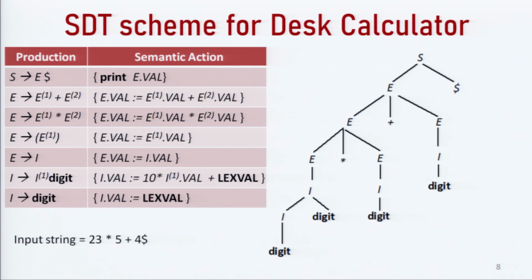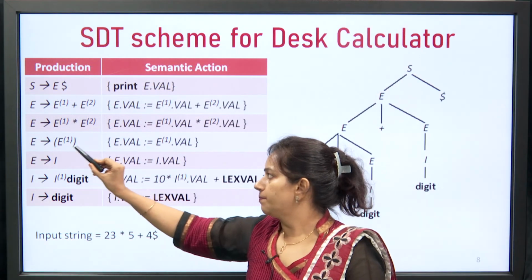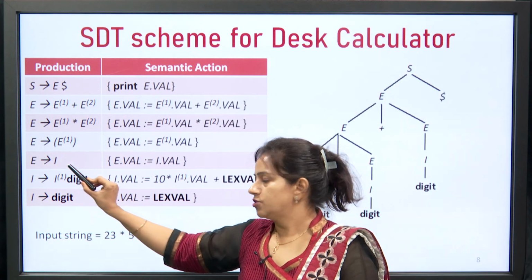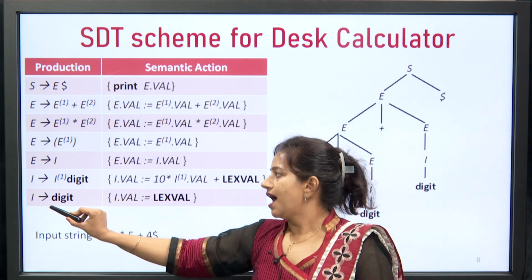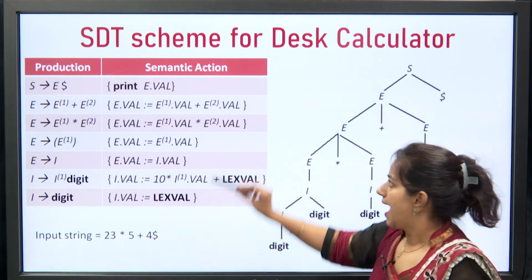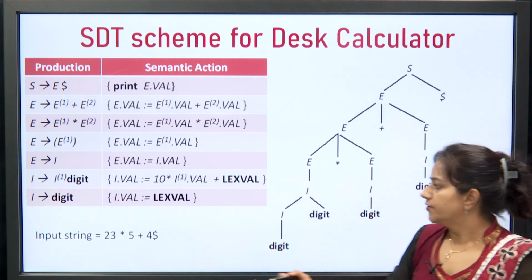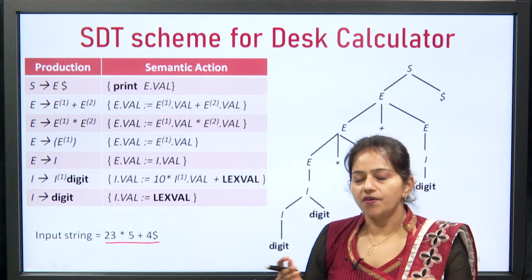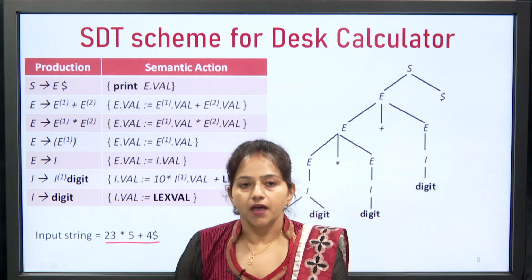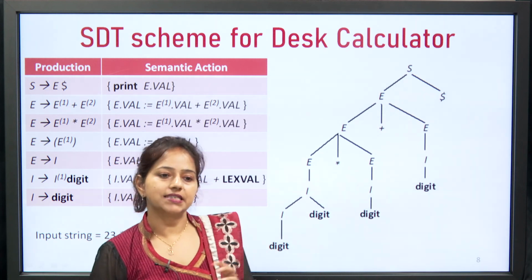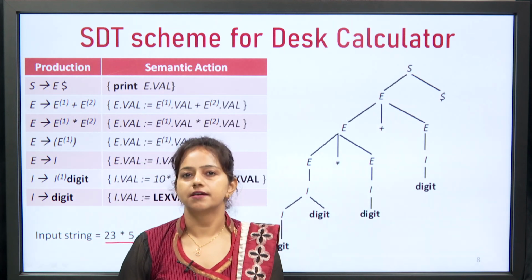Now, here we have the possible set of productions along with their semantic actions. So, productions like S to E dollar, then E to E plus E, then E to E multiplication E, E to parenthesized E, then E to I, I to I digit, I to digit. These are the productions and these are the semantic actions as we discussed in the earlier case. Now, suppose this is the input string. Here we will see how the lexical analyzer, syntax analyzer and semantic analyzer work together.